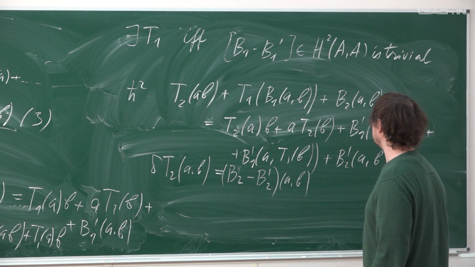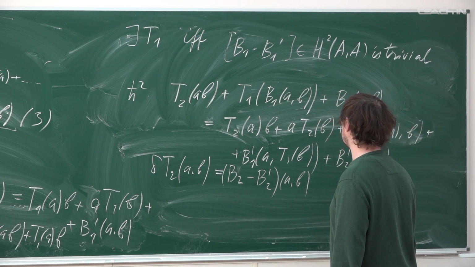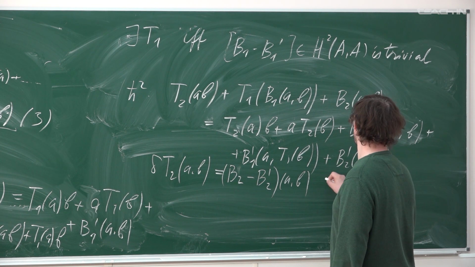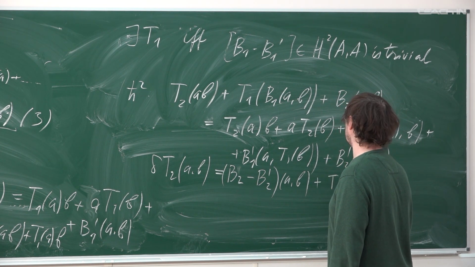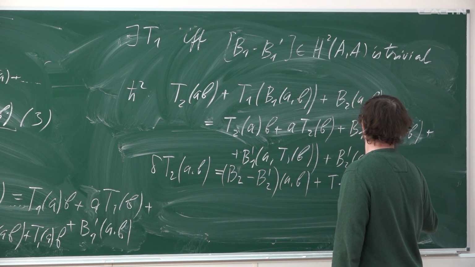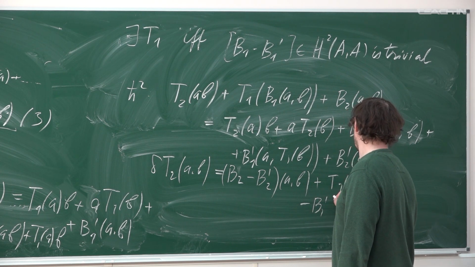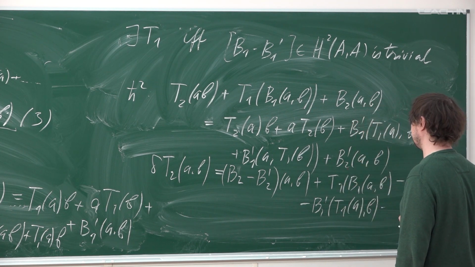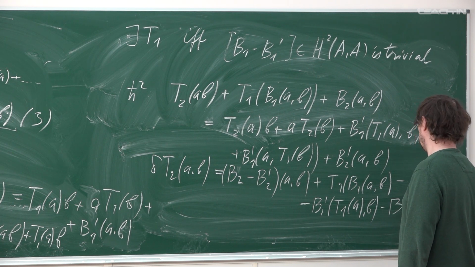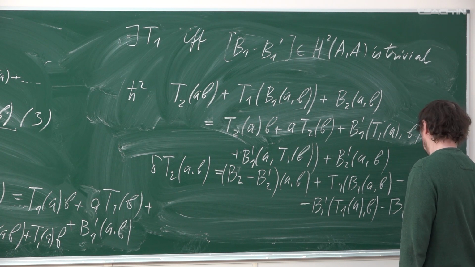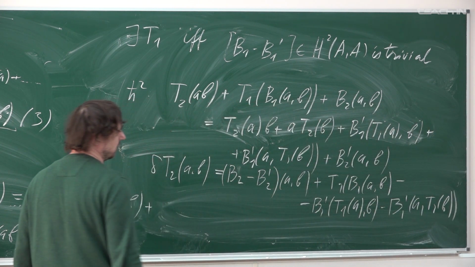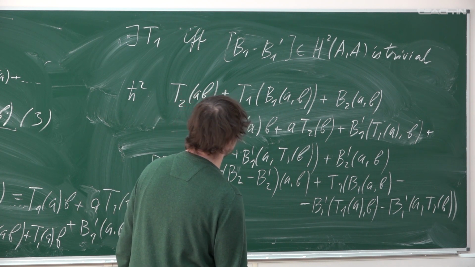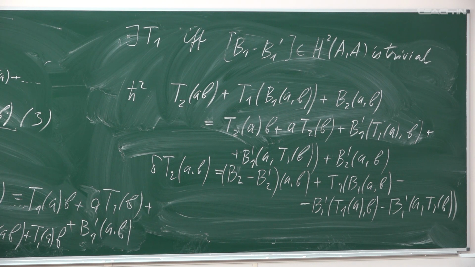And also, what we have is B plus T1 of B1 AB minus B1 prime of T1 of A comma B minus B1 prime of A comma T1B. Yeah, that's correct. Finally. Nice.